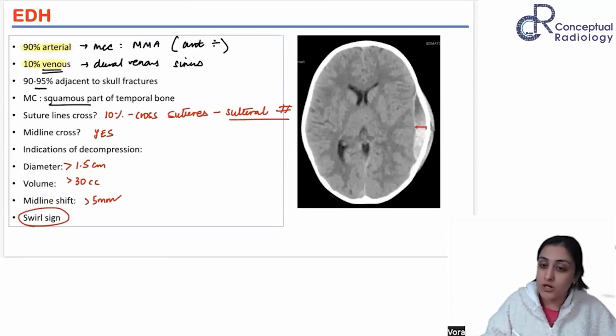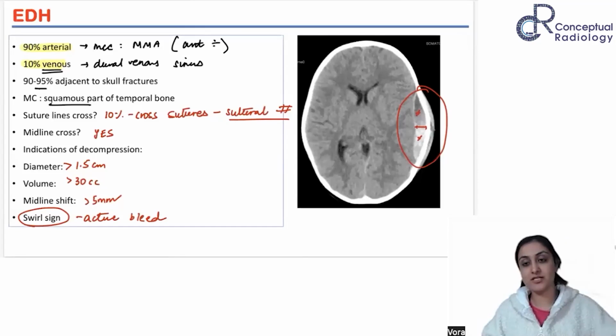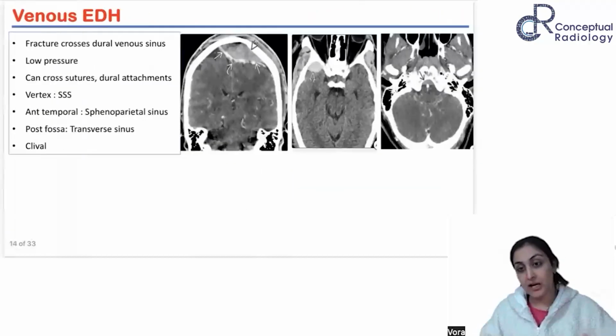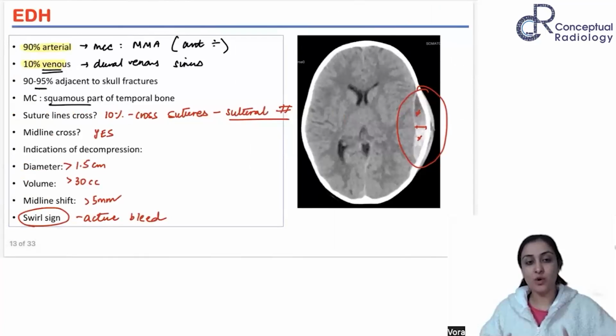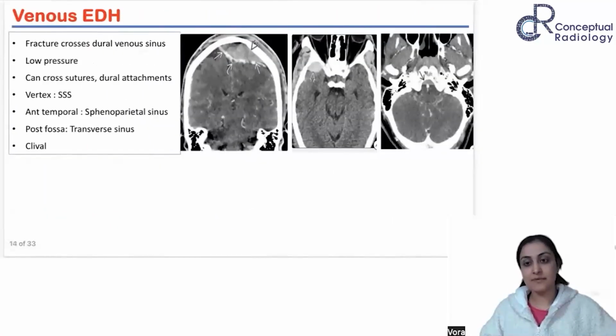What is the swirl sign? The swirl sign is this. When you see that there are areas of hypodensity within the hyperdense hematoma, it indicates that there is an active bleed which is happening, which is always a poor prognostic sign. So these are the indications of decompression that you want to remember, or the important measurements that you want to be aware of. Very important for life. This is something we don't learn. You may already know this much. This is something that you want to remember.